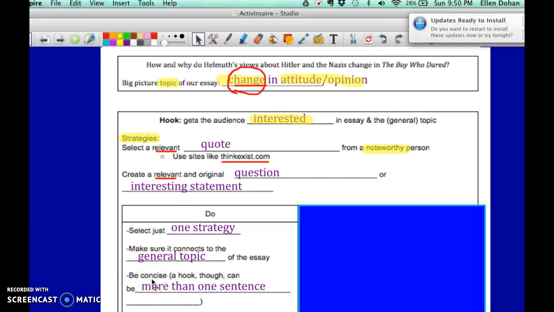So again, just one strategy. A hook, though, can be more than one sentence. So if you include an interesting statement, that can be like 1 or 2 or maybe even 3 sentences.